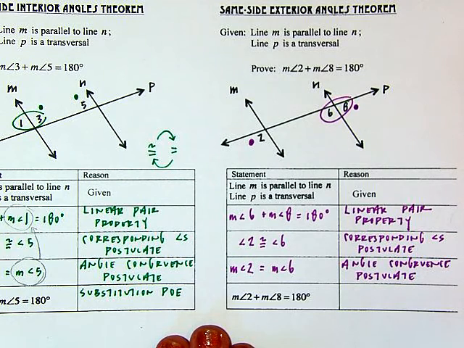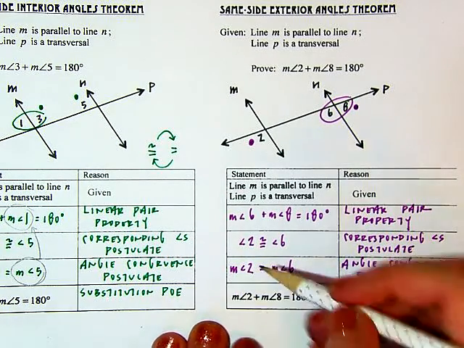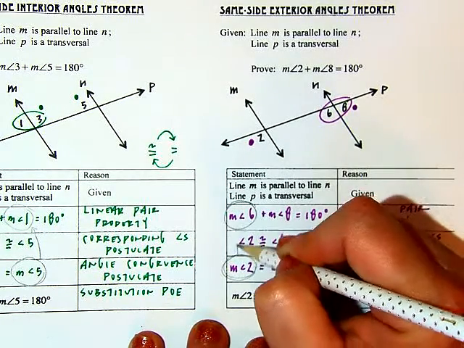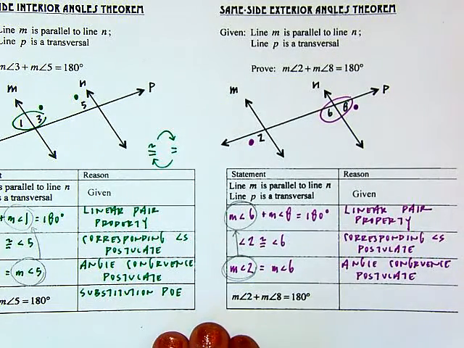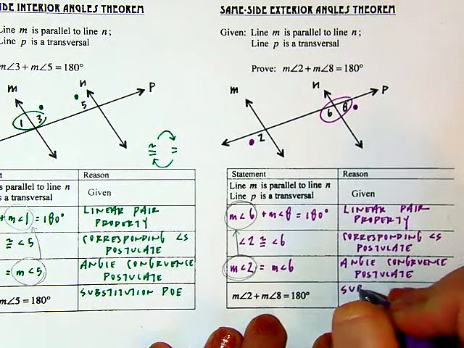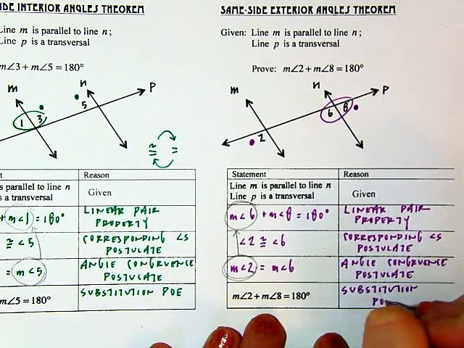So now I'm ready to do my little switcheroo. I'm ready to substitute. If I know that the measure of 2 and 6 are equivalent, then I can take that measure of 2 and plug it in for the measure of 6 right here. All I'm doing is plugging in an equivalent value. I am using substitution. So I can get to my conclusion using the substitution property of equality.